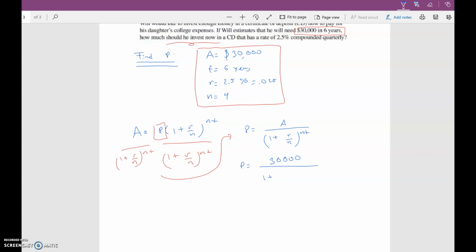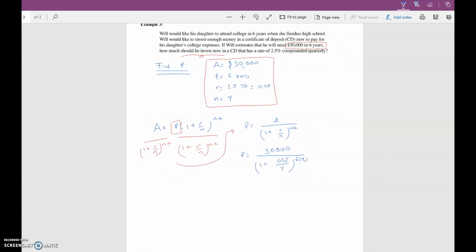And we're looking at 0.025 divided by 4, raised to the NT. So N is 6 years times the value of 4. So clean it up as much as you can. So this is equal to the $30,000 over, and then inside of the parentheses, I'm getting 1 plus 0.025 divided by 4.